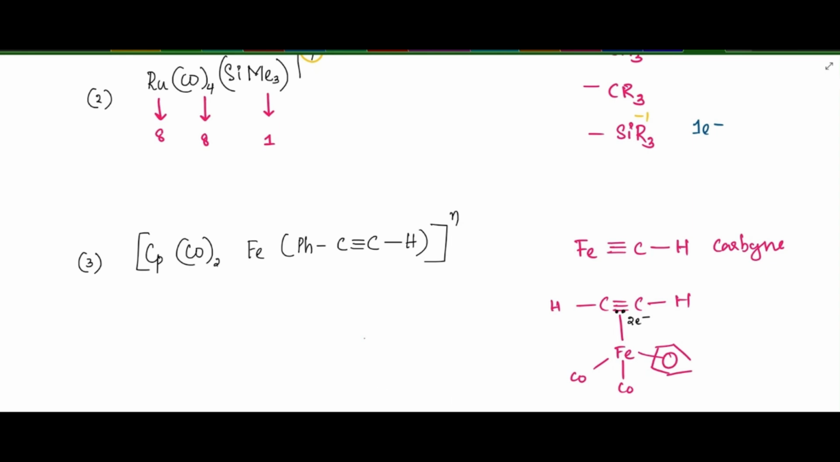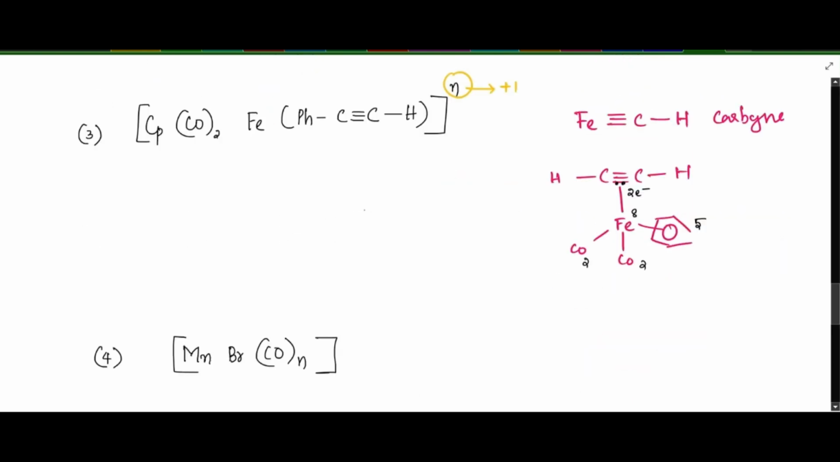Done? Yes. So here, this is 2 electrons. Cp can contribute 5, then 2, and 2. Iron is 8. 8, 10, 15, 17, 19. You need only 18. It should have +1. Easy. Okay, very good. You're doing well.